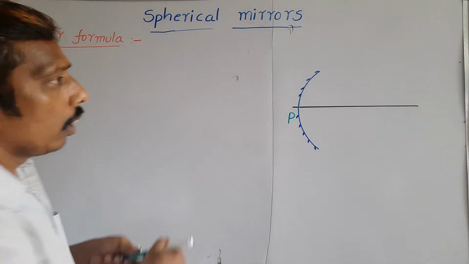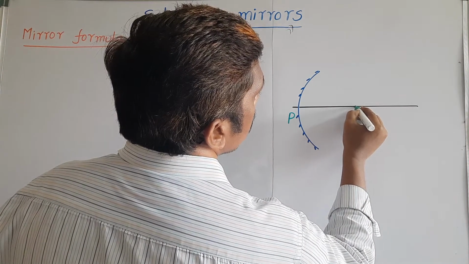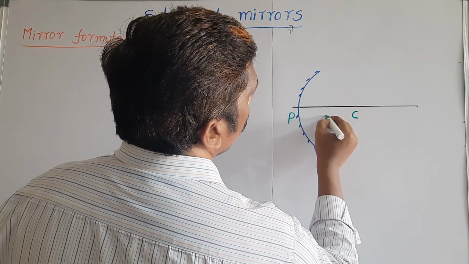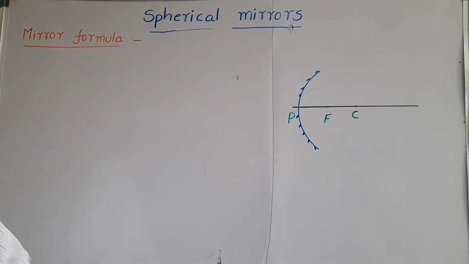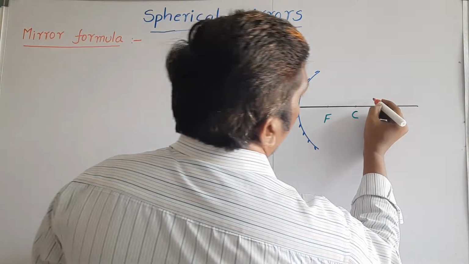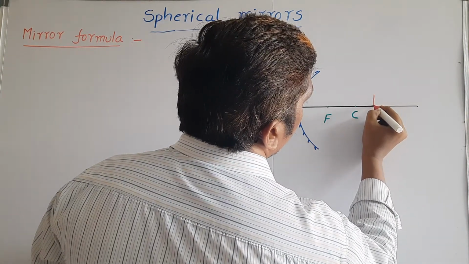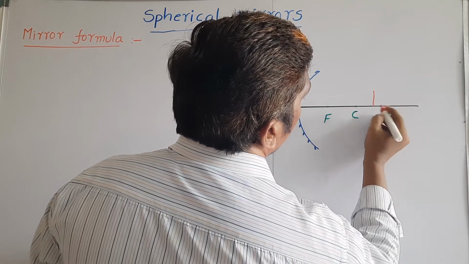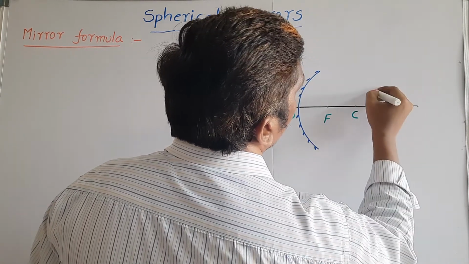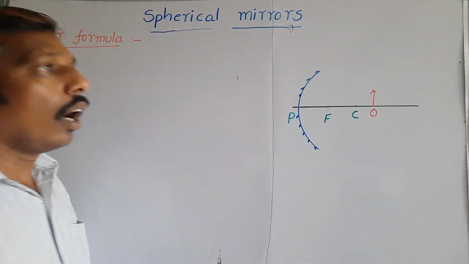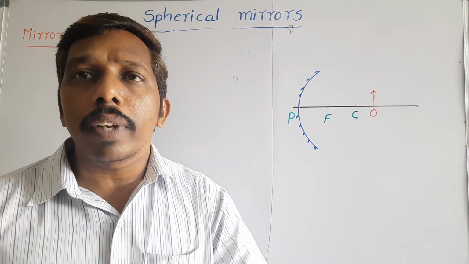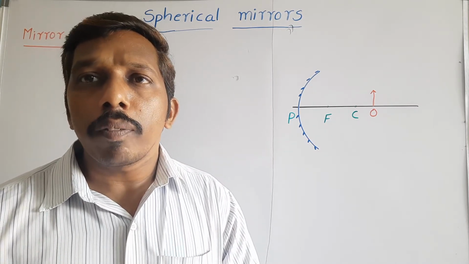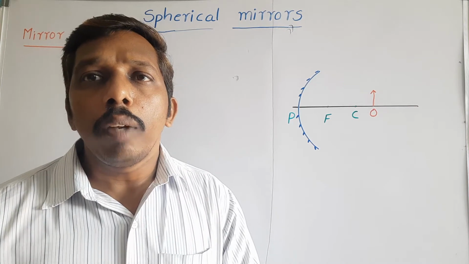So first we should draw this. This is taken as the center of curvature and this one is the focus. I am placing one object on the principal axis, here. This is taken as object O. How to get the image? To trace the image, the minimum number of rays required is 2. With the help of 2 rays, we can draw the image diagram.